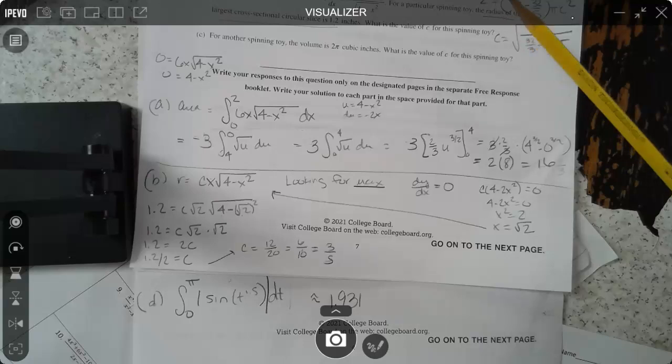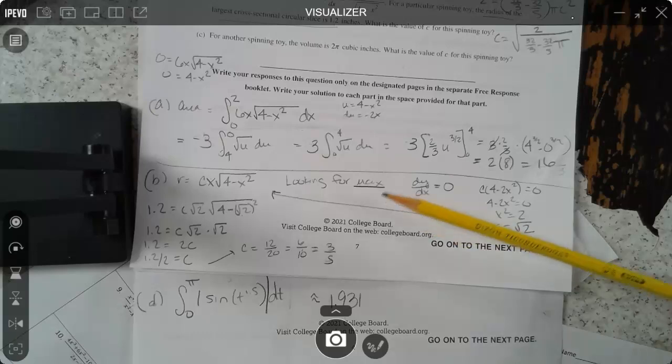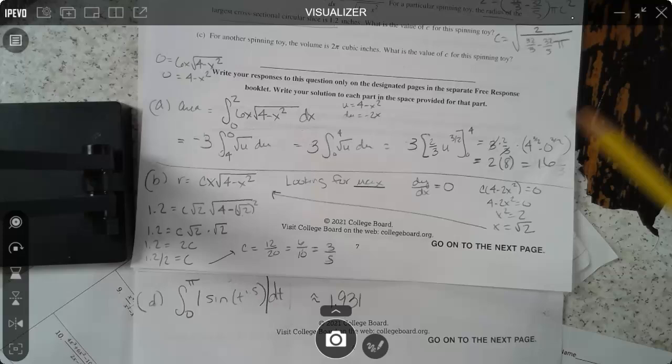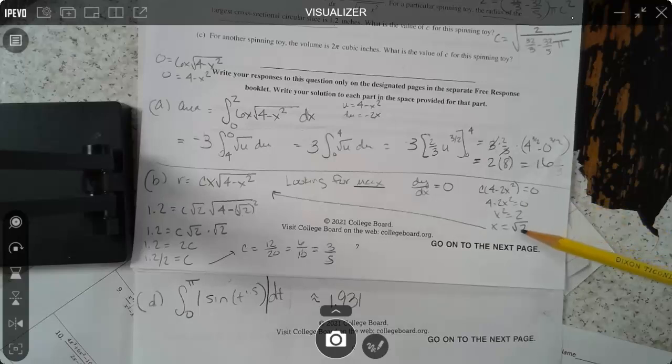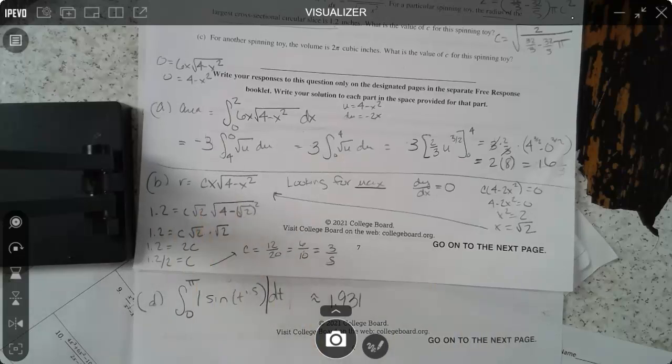It's known that you've got this derivative equation as well as y equals. It says for a particular spinning toy, the radius of the largest cross-sectional circular slice is 1.2 inches. What's the value of C? So I'm looking for a maximum, which is where the derivative equals 0. So you set the derivative equal to 0, and you solve it for x. That's going to give you a maximum, right? I find that x is the square root of 2. Then I took that and plugged it back in to solve for C, setting my equation equal to 1.2 for that radius.